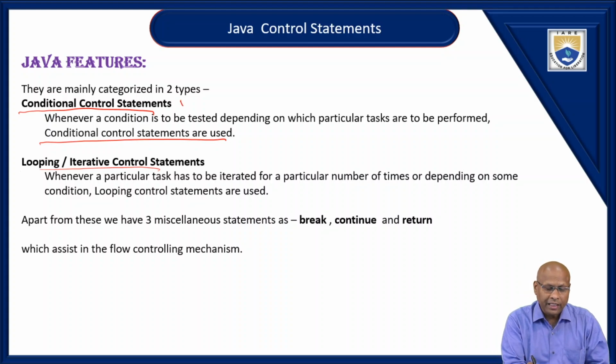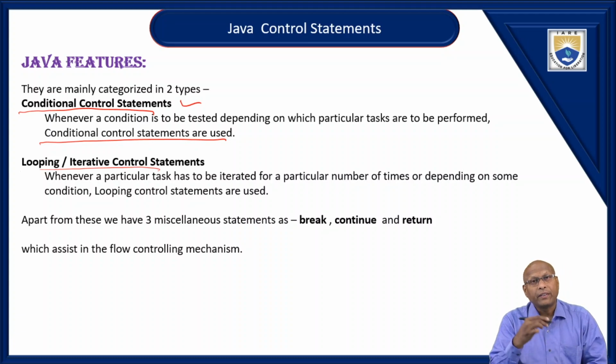Next, you may repeat or iterate some set of statements multiple times. At that time you would use a looping statement. Whenever a particular task has to be iterated a particular number of times, depending upon some condition, looping control statements are used.